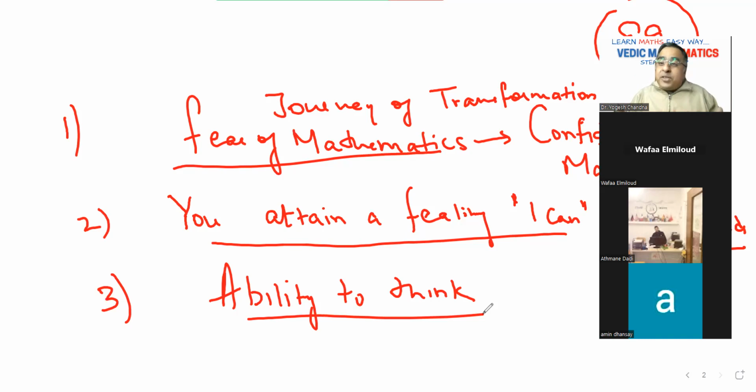So when you get the options, your critical thinking starts. When you get options, your brain starts working. Both your brains are active, and that gives you more confidence and that feeling of, yes, I can. Clear? Any doubt?